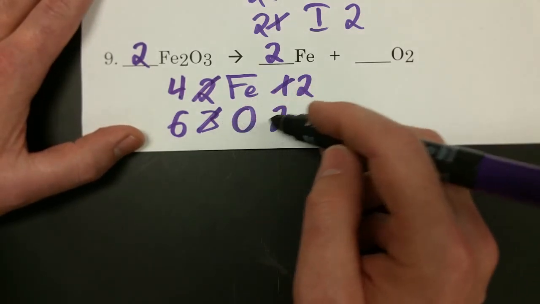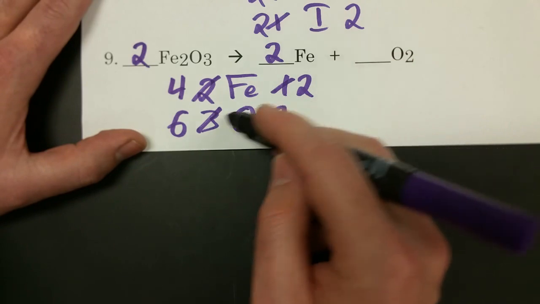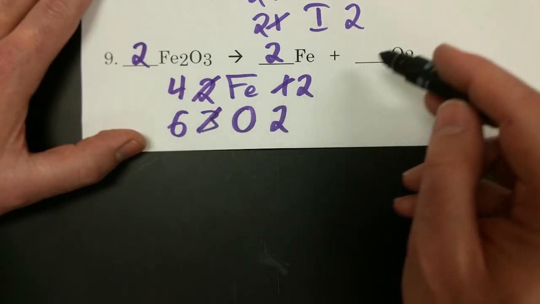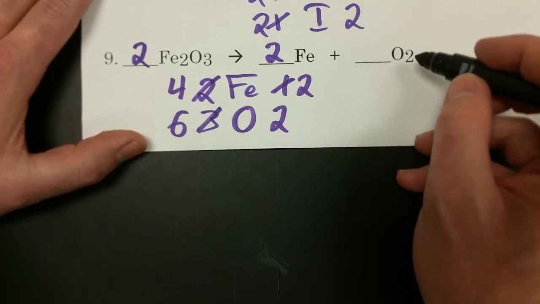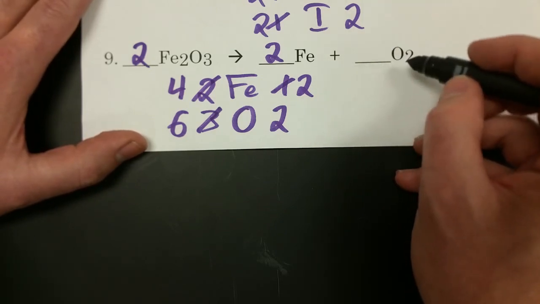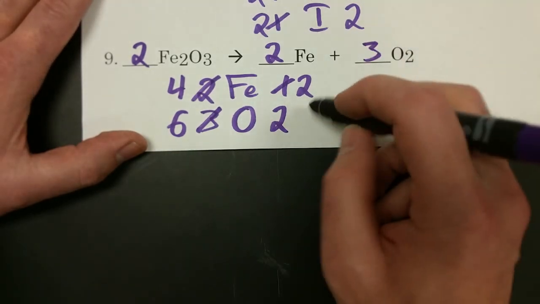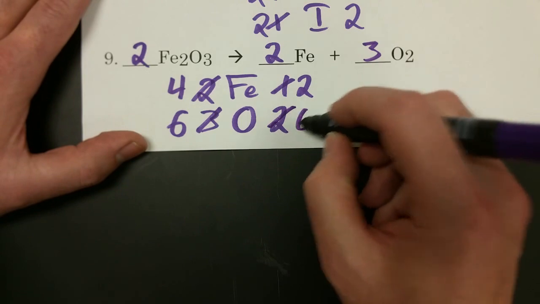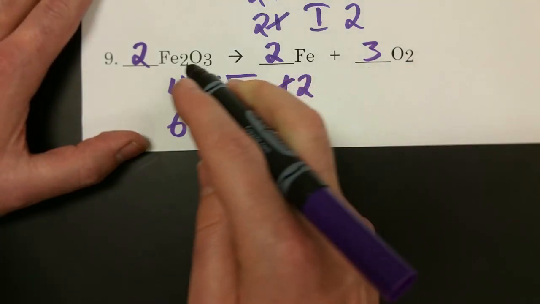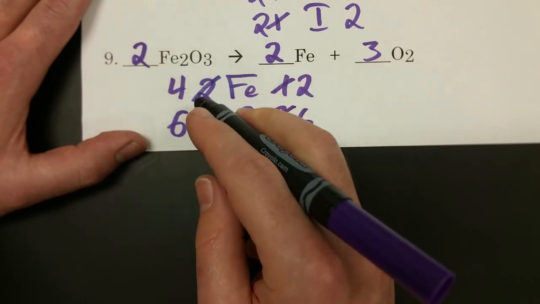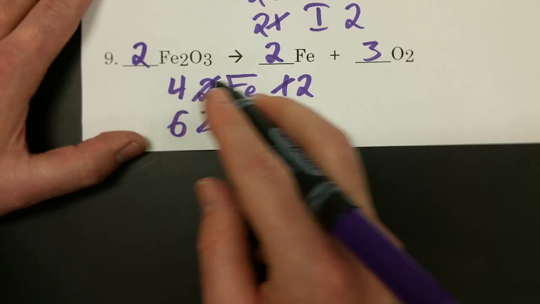I've fixed my oxygens. We brought this up to 6. Let's go and bring this up to 6 as well. Okay, so to get 6 from these little paired oxygens, I'm going to have to multiply this by 3. All right, so that gives me my 6 oxygens. However, in trying to fix the oxygens and get that up to the correct common number, 6, we've messed up our iron.